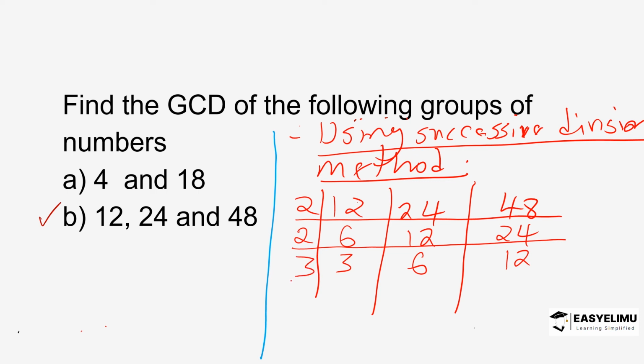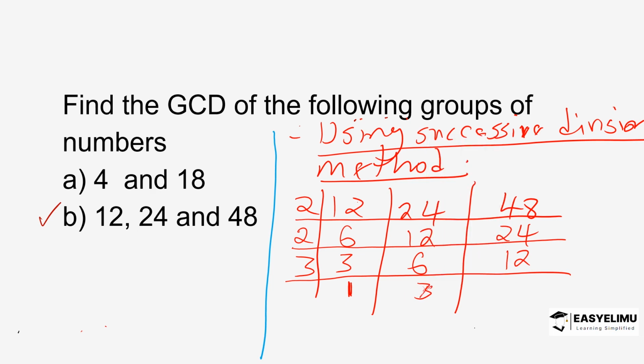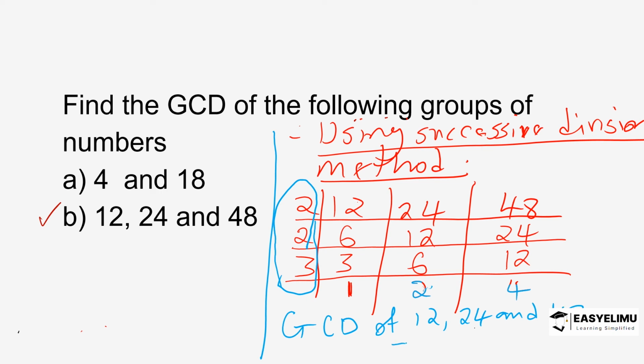So here, 3 is most appropriate. So 3 divides into 3 once, 3 divides into 6 twice, and 3 divides into 12 4 times. After that, you're supposed to multiply the prime factors in the first column, this column here. This is how you frame the answer. The GCD of 12, 24, and 48 equals 2 by 2 by 3, which equals 6.